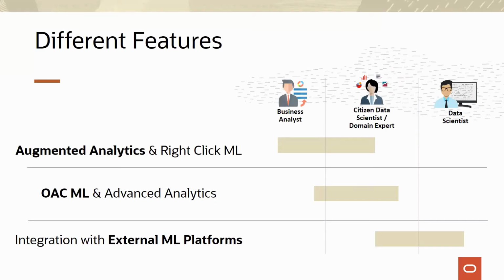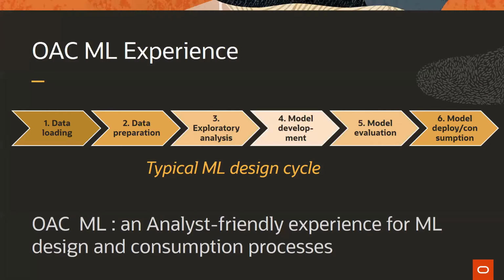I will not have time to talk to you today about augmented analytics. This session is mostly about the second and the third line, machine learning in OAC and machine learning integrating with Oracle OML, Oracle Machine Learning. OML is really database machine learning. So the capability that exists in databases to define models and apply them. So let me start with the second row in this table.